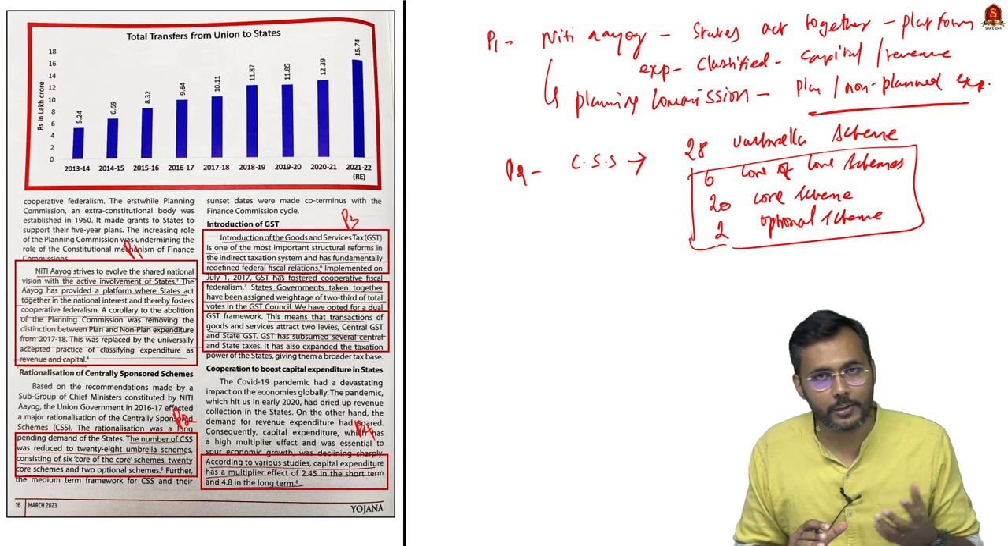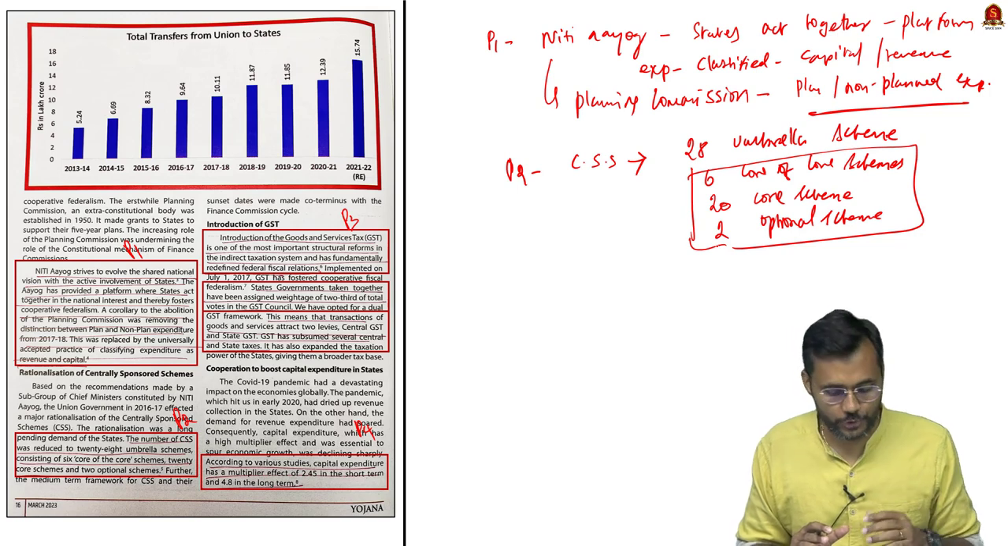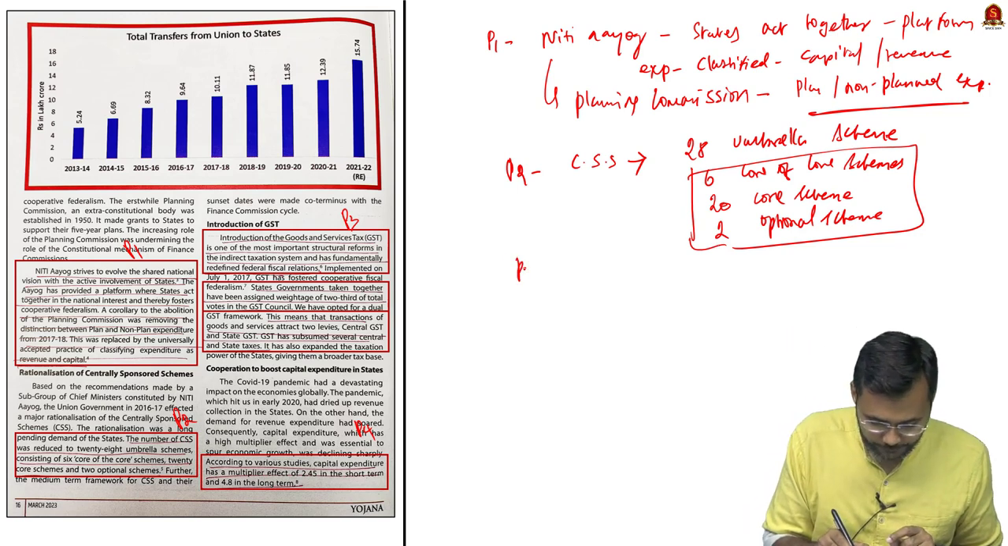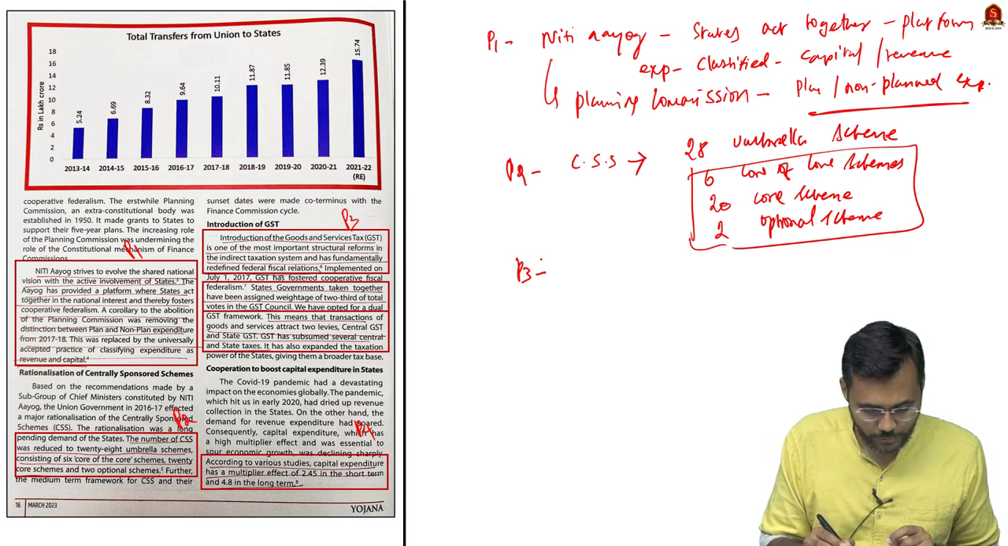They can't match all the conditions, so most of the time they will not get the funds. To avoid that, they minimized all the centrally sponsored schemes and gave money directly to the states so they can spend the money as they wish. Whereas paragraph 3 speaks about this concept of GST.